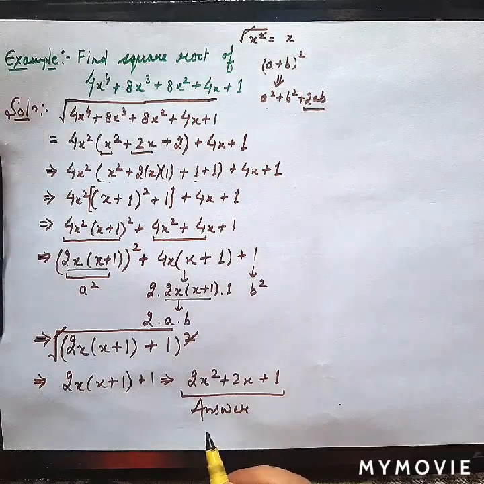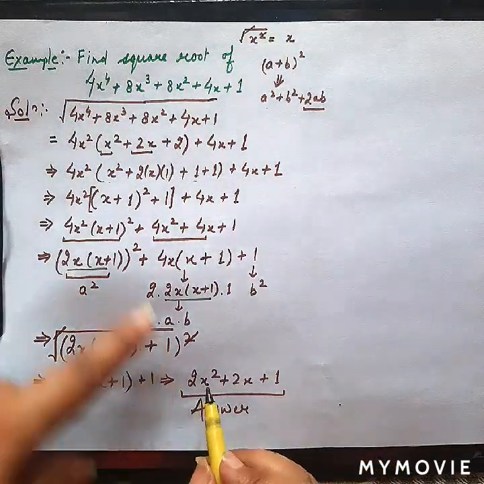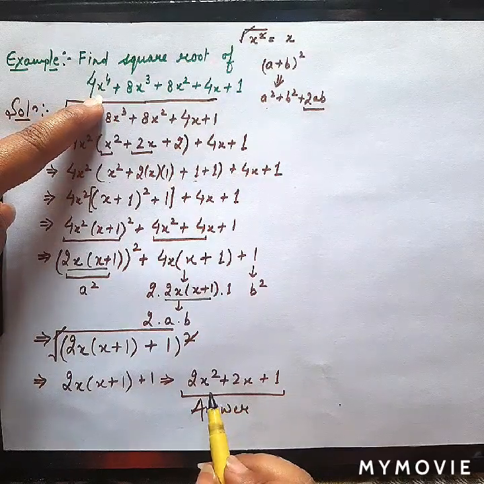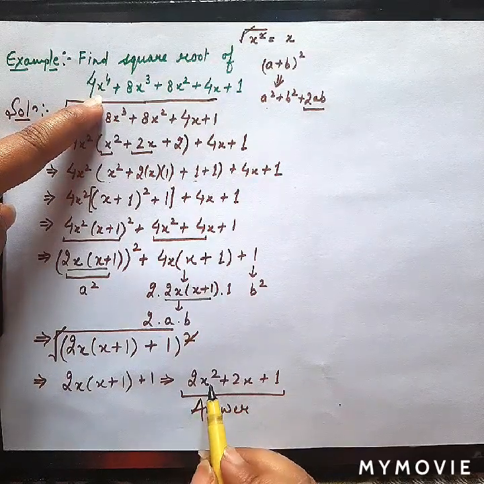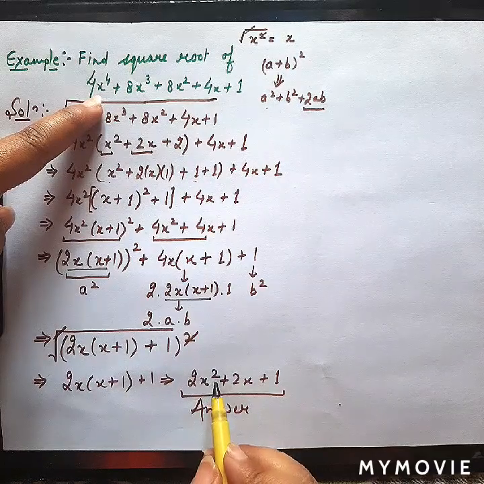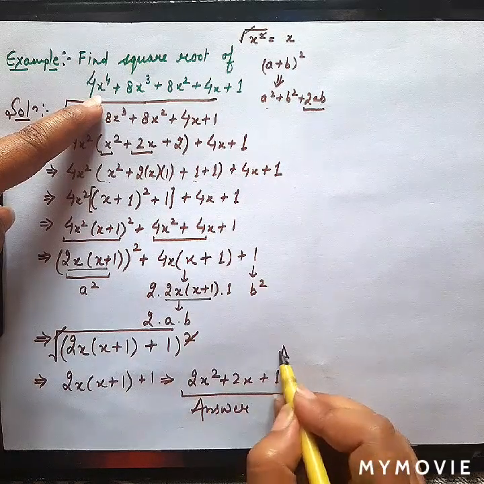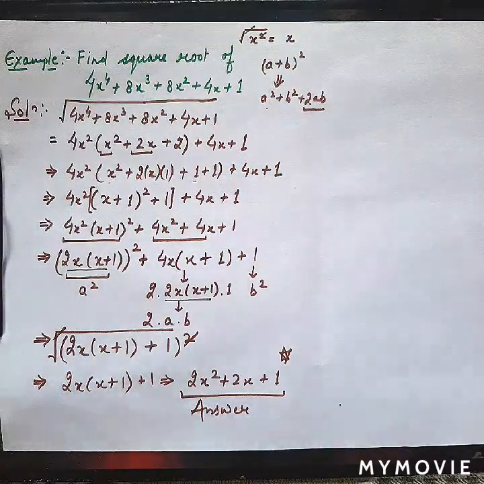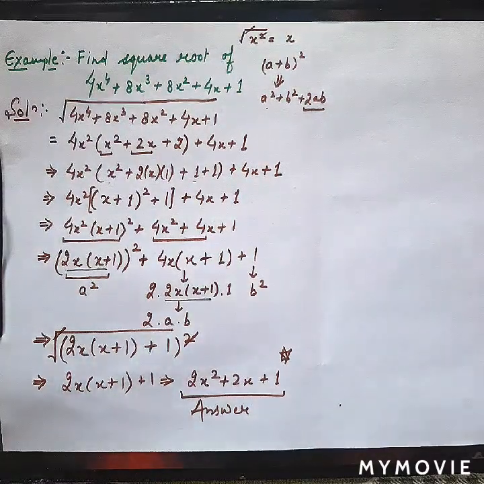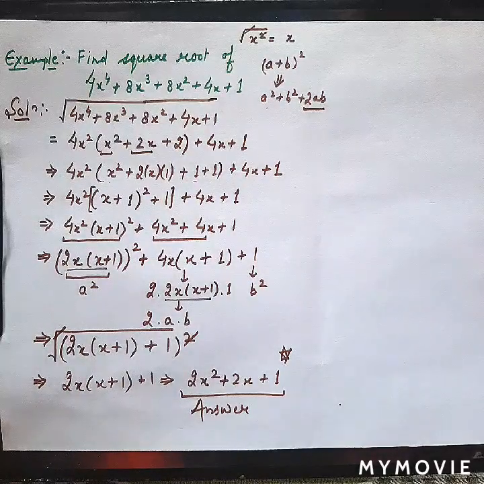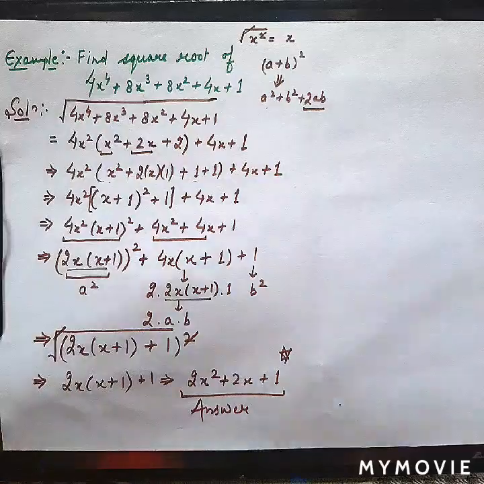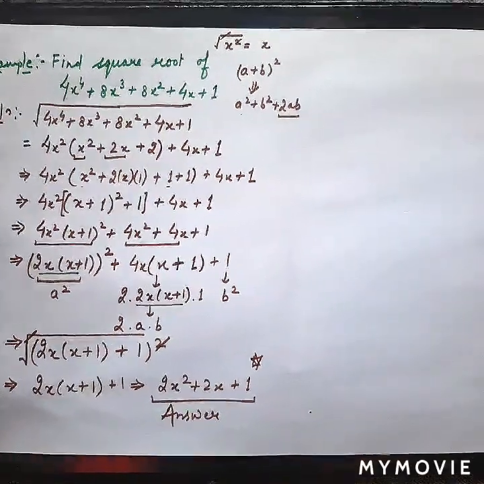And where we reach over here is, in the beginning the power of the polynomial was 4, the largest power, and here the largest power has turned to 2. So this is the square root of the above polynomial. This is one method of how we can find the square root of such polynomials. The second method is actually a hit and trial method.